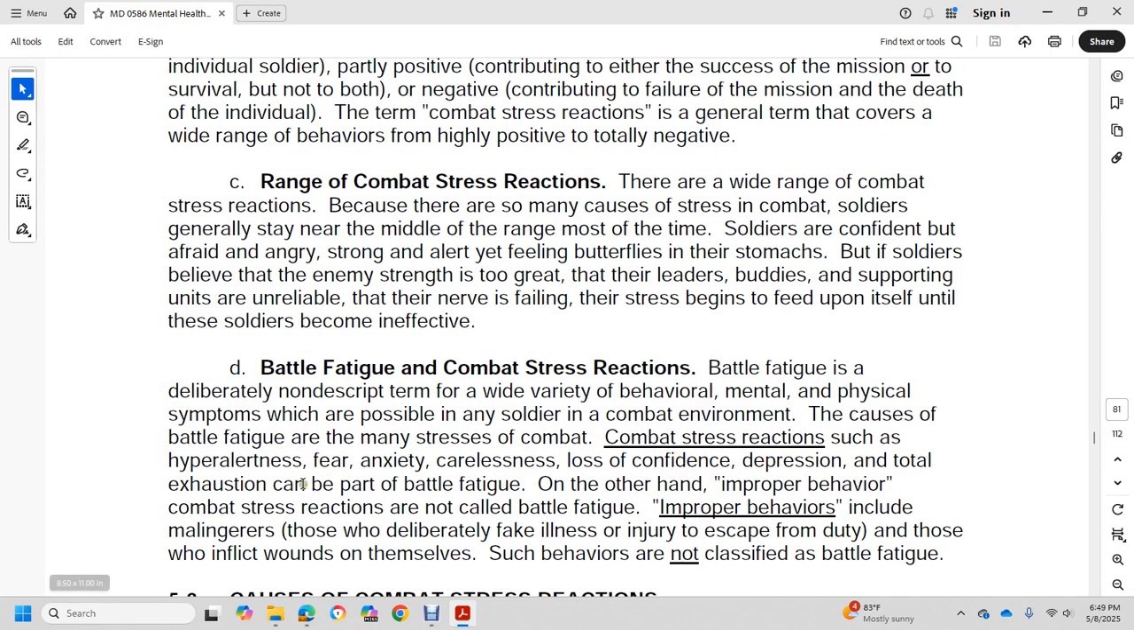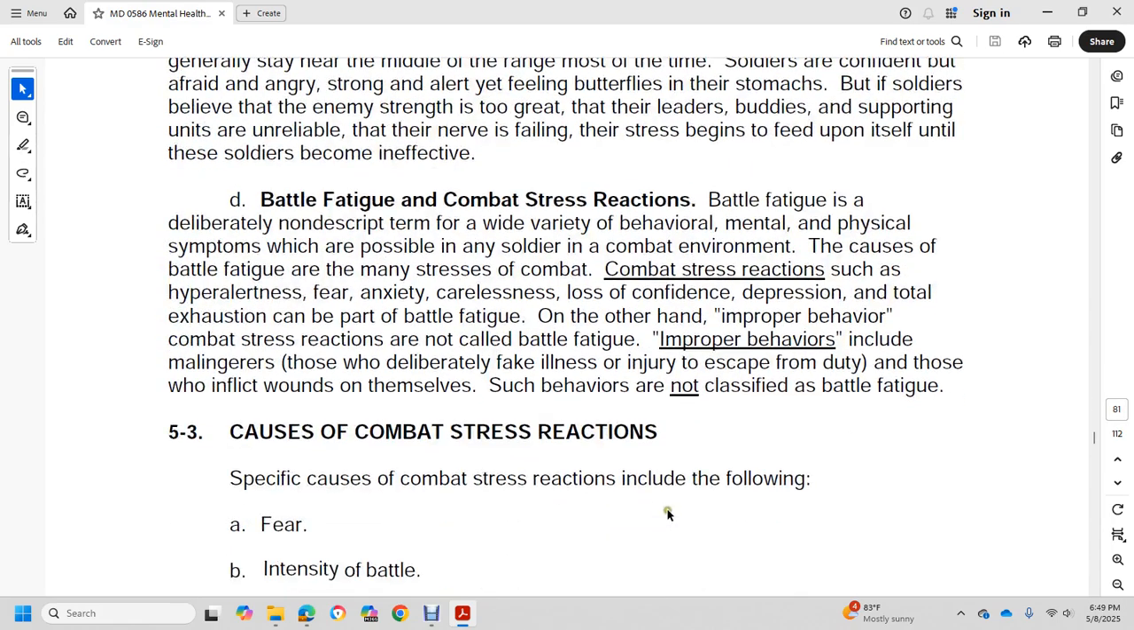On the other hand, improper behavior is not called battle fatigue or combat stress reaction. Improper behaviors include malingering, which is deliberately faking illness or injury to escape duty, and those who inflict wounds on themselves. Such behavior is not classified as battle fatigue.